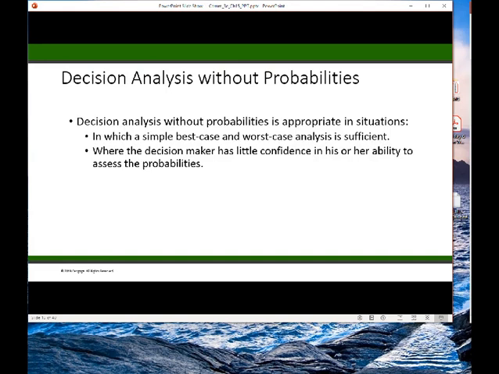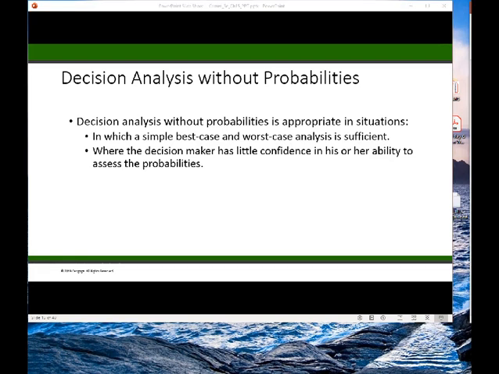So oftentimes we will have probabilities and then we have confidence in the probabilities, and we then can do that type of expected value analysis we did in Part 1 of the lecture. Other times we may have little confidence in the ability of individuals to assess the probabilities we'll be facing, and in those type of situations, often we'll just use a simple best and worst case analysis, and that's going to be sufficient. There's two approaches.